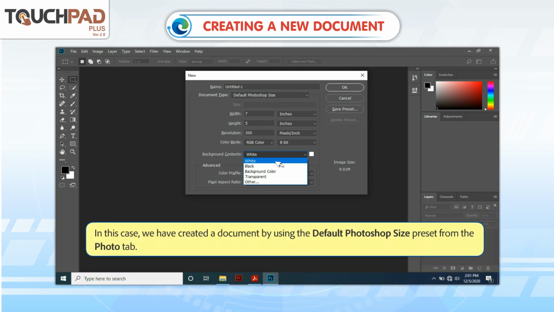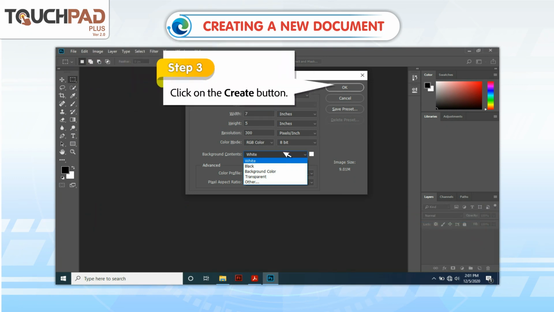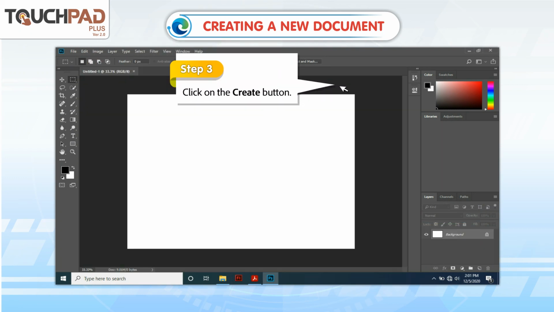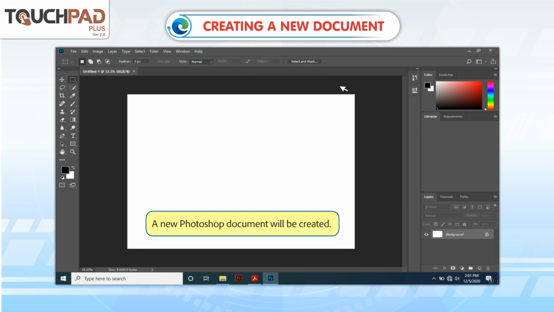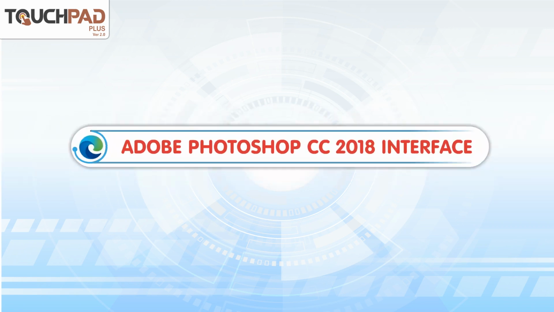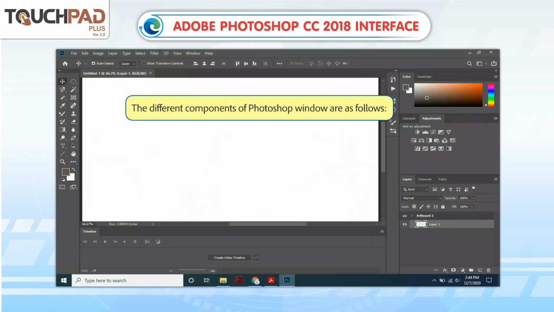In this case, we have created a document by using the default Photoshop size preset from the Photo tab. Step 3. Click on the Create button. A new Photoshop document will be created. Adobe Photoshop CC 2018 interface. The different components of Photoshop window are as follows.